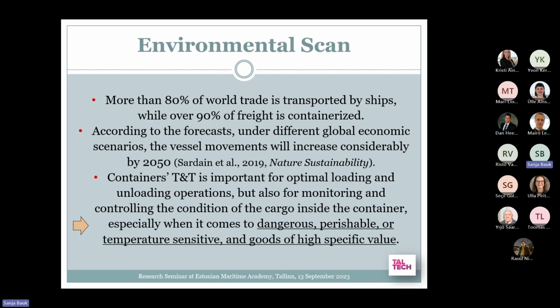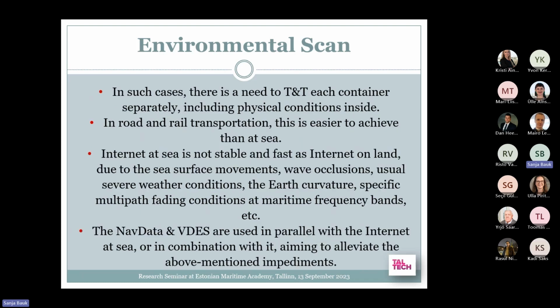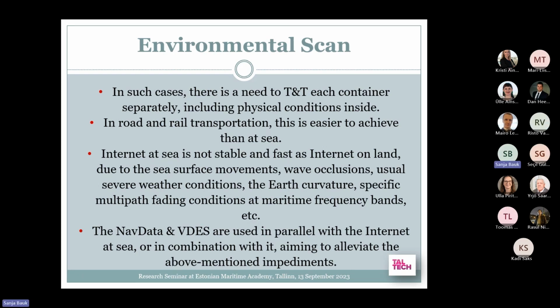Containers tracking and tracing is important for optimal loading and unloading operations, but also for monitoring and controlling the condition of the cargo inside the container, especially when it comes to dangerous, perishable, or temperature-sensitive or goods of high specific value. So in these cases, which are highlighted, it is very important to track and trace each and every container, let's say individually. So in such cases, there is indeed a need to track and trace each container separately, including physical conditions inside it. In road and rail transportation, this is easier to achieve than at sea.